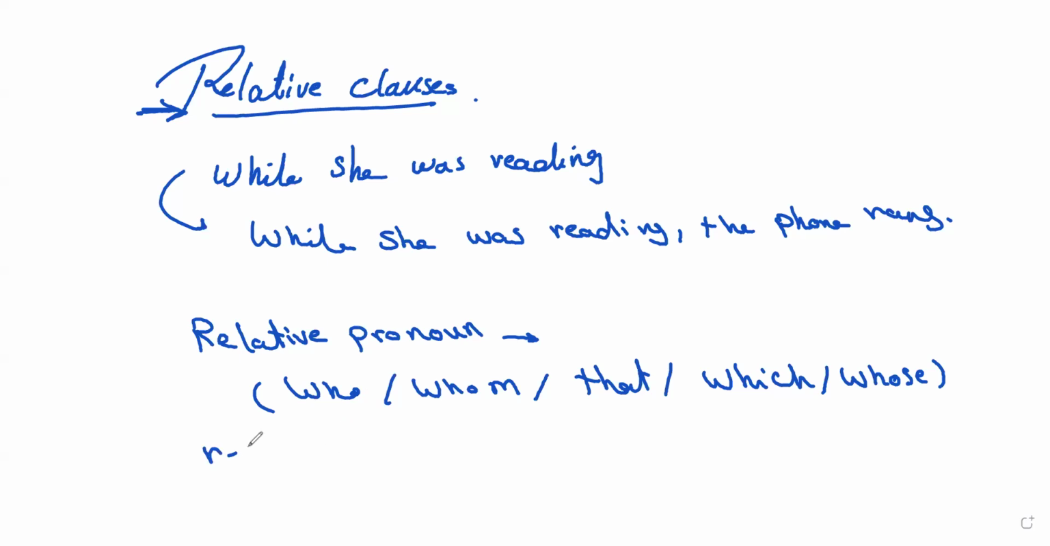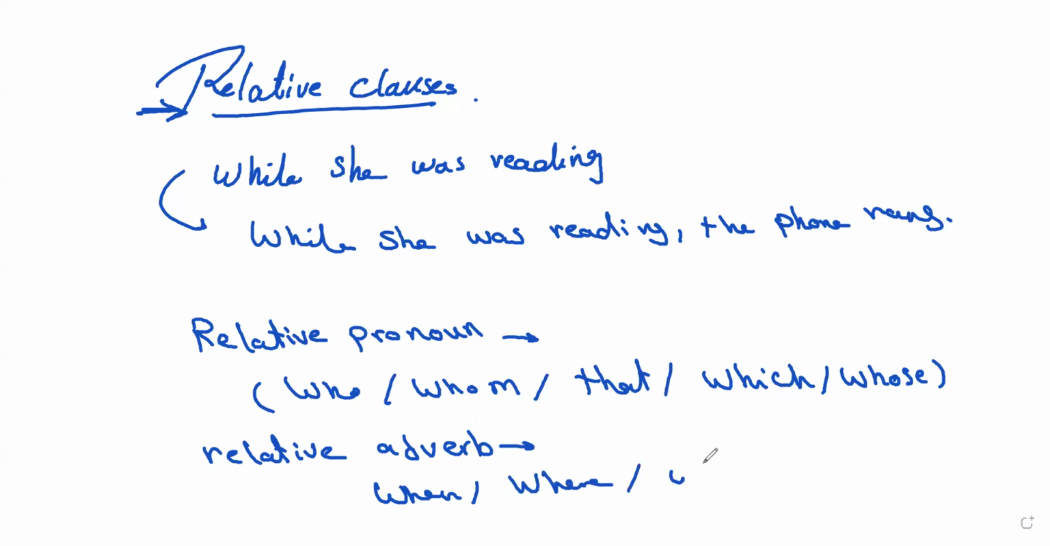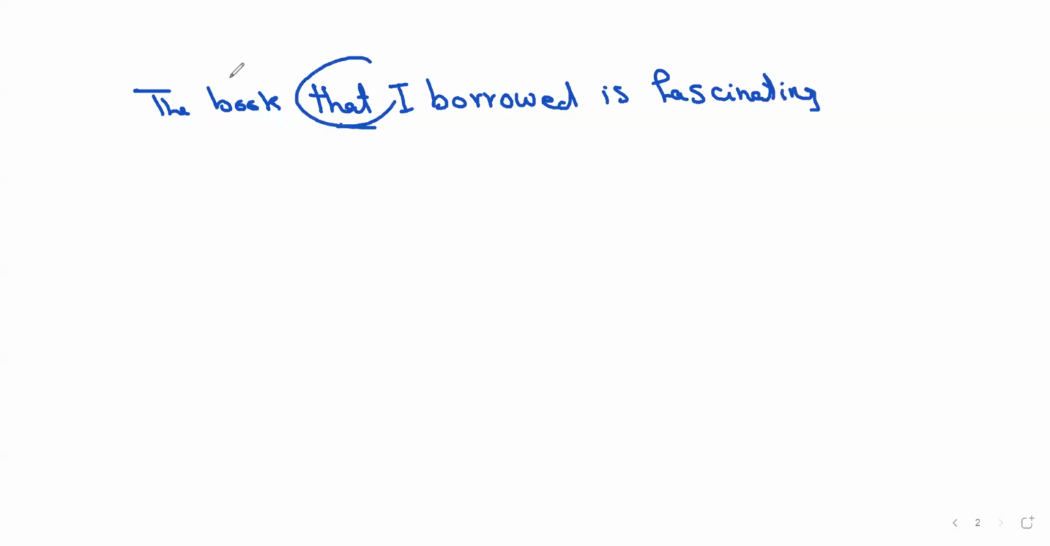Or a relative adverb, like when, where, and why. Any one of these, relative pronoun or relative adverb. For example, the book that I borrowed is fantastic, fascinating. Here, "that I borrowed" tells us more about the book.